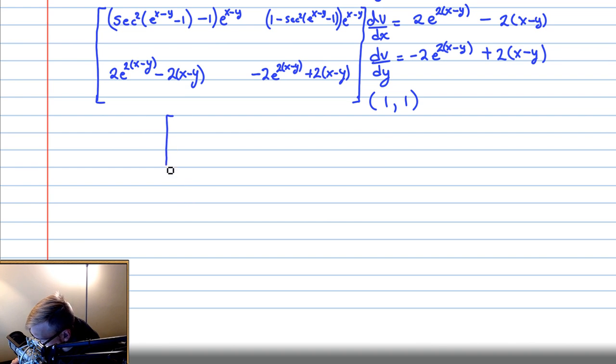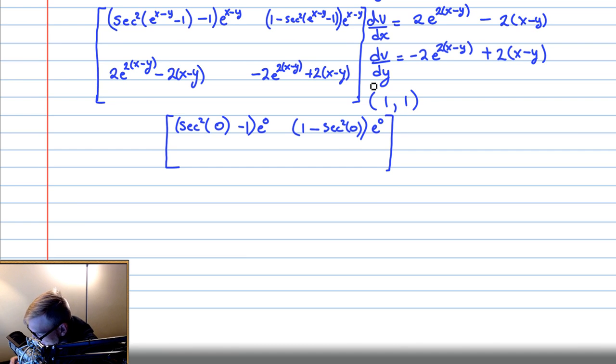Okay. Secant squared of e to the 1 minus 1 is 0. So e to the 0 is 1. So we've got secant squared of 0, minus 1, times e to the 0. And then this one here is, well, we got 1 minus secant squared of 1 minus 1 is 0. e to the 0 is 1. 1 minus 1 is 0. Okay. And then this is multiplied by e to the 0.